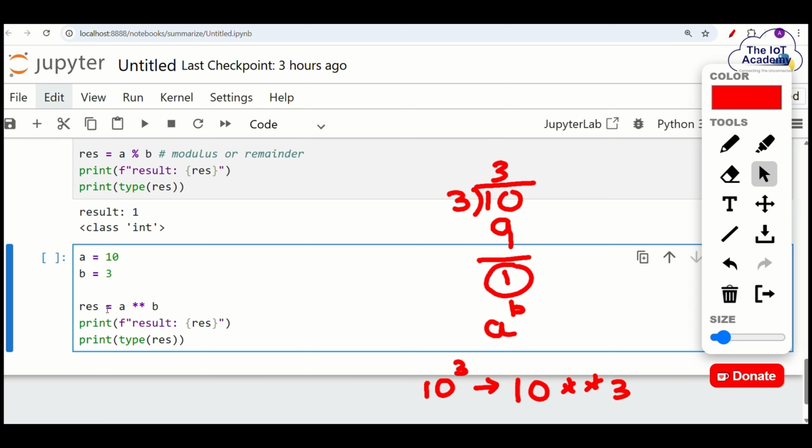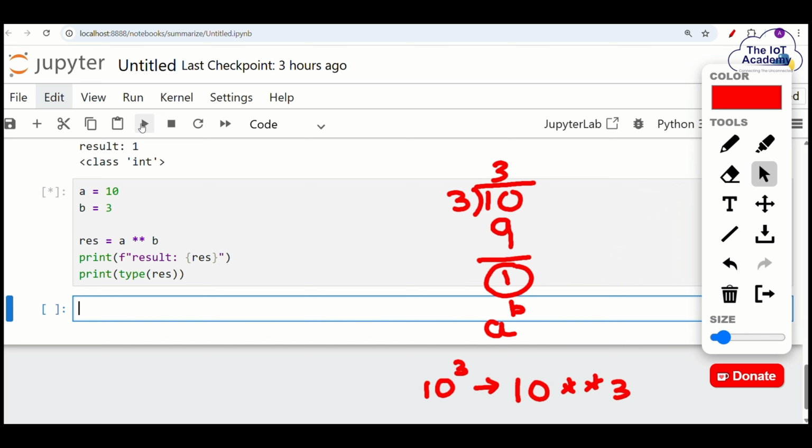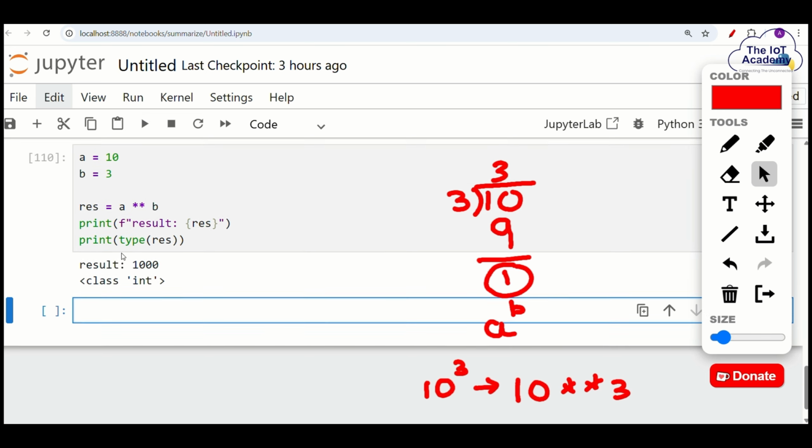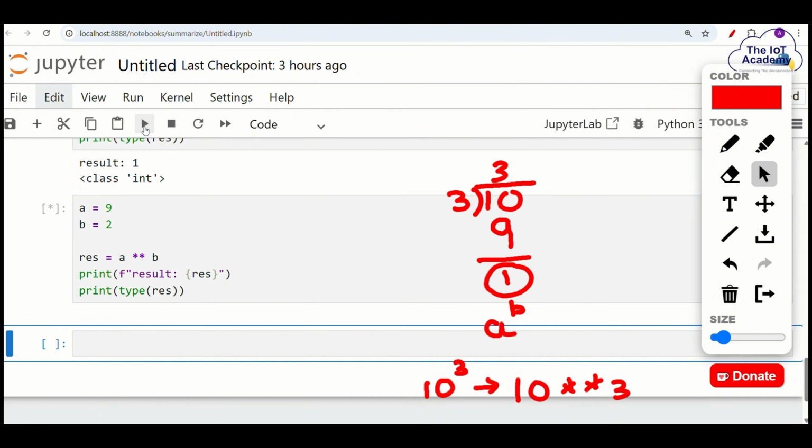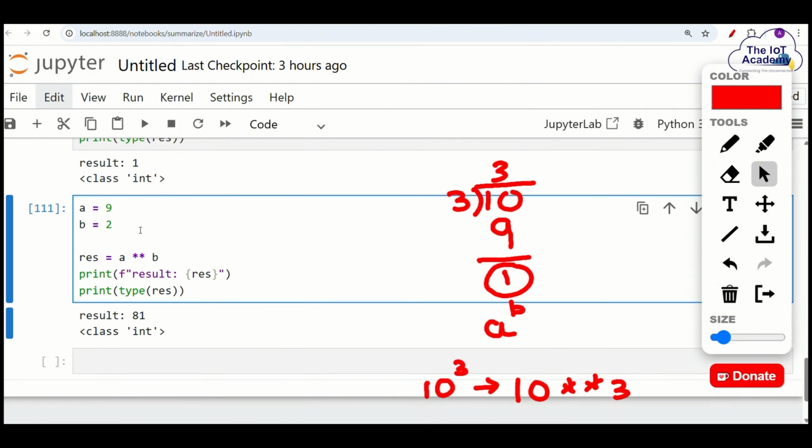So you say result, a to the power b, where a is 10, 10 to the power 3, and let's run this cell, and the answer is 1,000. But if you want, actually let's make it 9 to the power 2. 9 to the power 2 is 9 times 9, which is 81. The answer should be 81. All right, so it prints that. Okay, so there's your exponential.